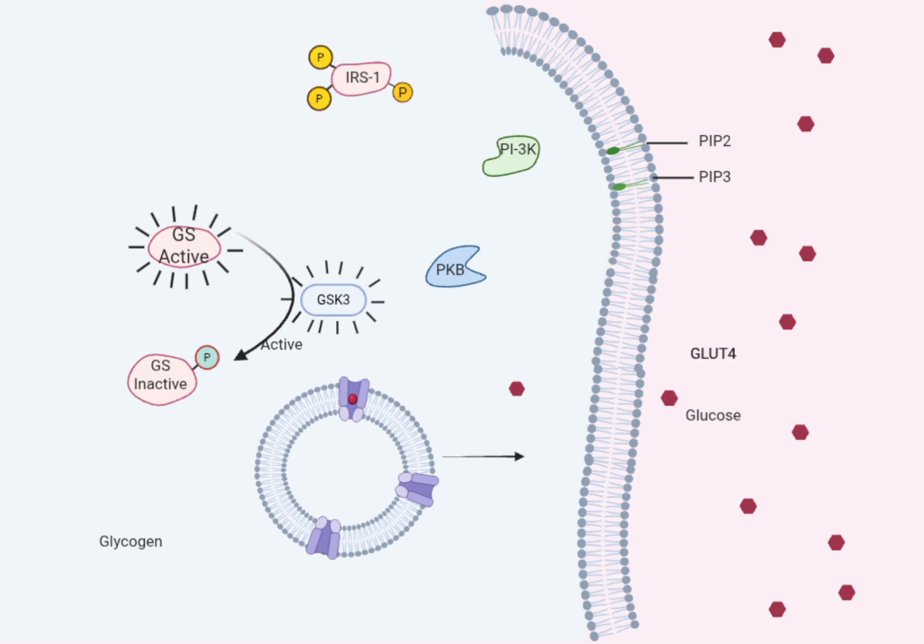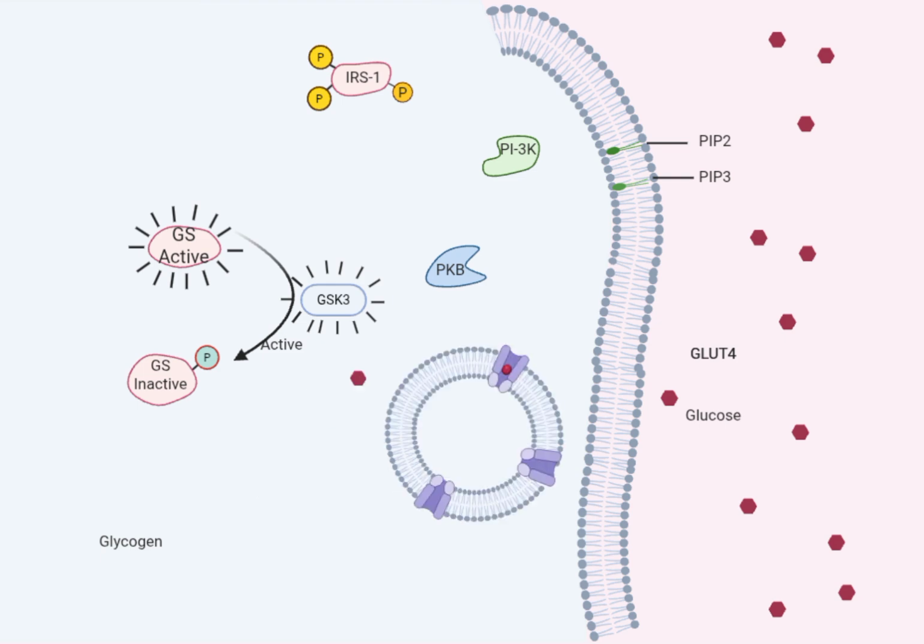Now when the insulin signal came, this signal tries to translocate the glucose transporter vesicle toward the cell membrane. When they reach the cell membrane, they fuse with the cell membrane. After fusing with the cell membrane, they increase the glucose transporters. By increasing glucose transporters, glucose starts coming inside the cell.